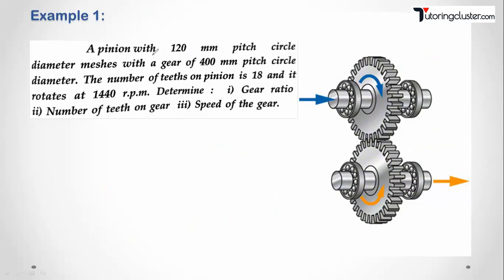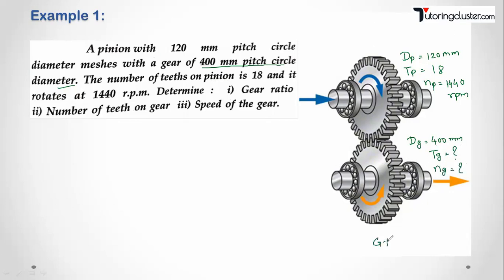Now, read the example. The pinion with 120 mm pitch circle diameter. So this is our pinion. What is dp? 120 mm. It is in mesh with the gear of 400 mm pitch circle diameter. So what is dg? 400 mm. Now, the number of teeth on the pinion is 18, and it rotates at 1440 rpm. Determine the gear ratio, the number of teeth on the gear, and the speed of the gear. Tg is equal to what? Ng is equal to what? And what is the gear ratio?